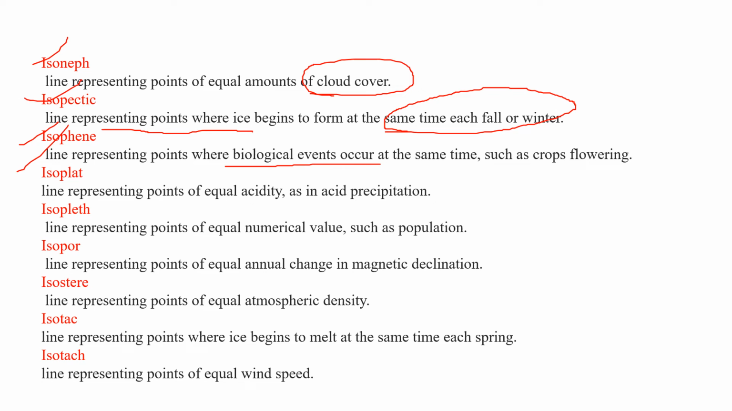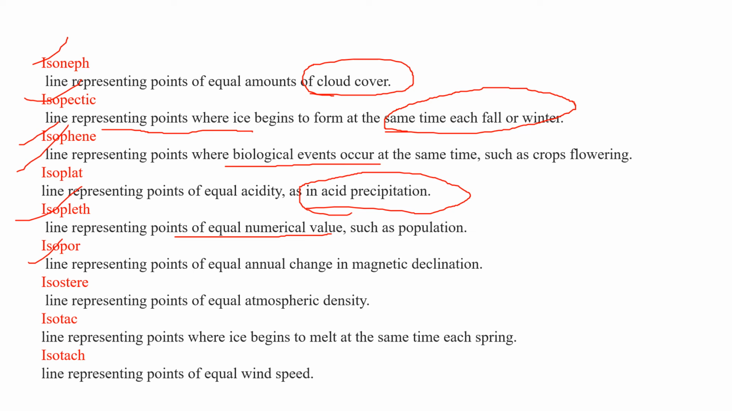Then isopleth, acid precipitation, equal acidity or equal acid precipitation is known as isopleth. Then isopleth is also the points of equal numerical values such as populations. As an example, in a particular area in India there are 10 villages, and suppose the population of each of those villages is 2000. When we connect those villages with a line, that line is known as isopleth.